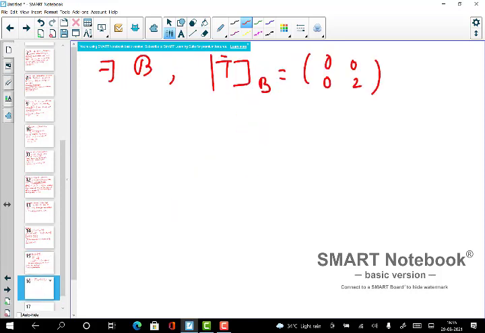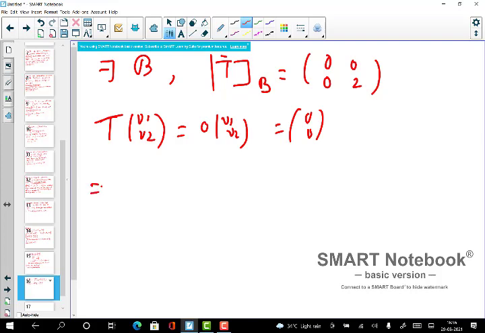Now what is the basis? The basis will be the corresponding eigenvectors, so you choose eigenvectors now. For example, suppose we want to find the eigenvector corresponding to eigenvalue 0. It will be 0 times (v1, v2), which is (0, 0), and on this side T(v1, v2) is [1 1; 1 1] times (v1, v2).